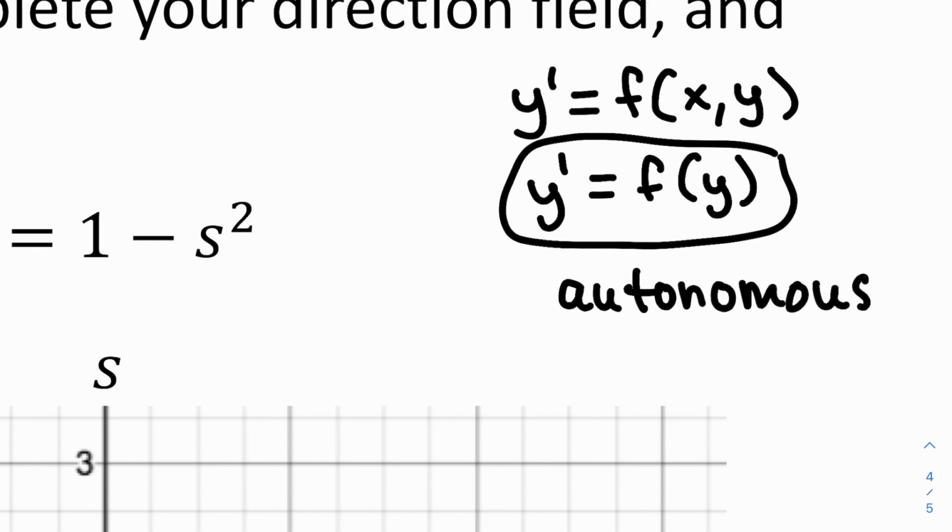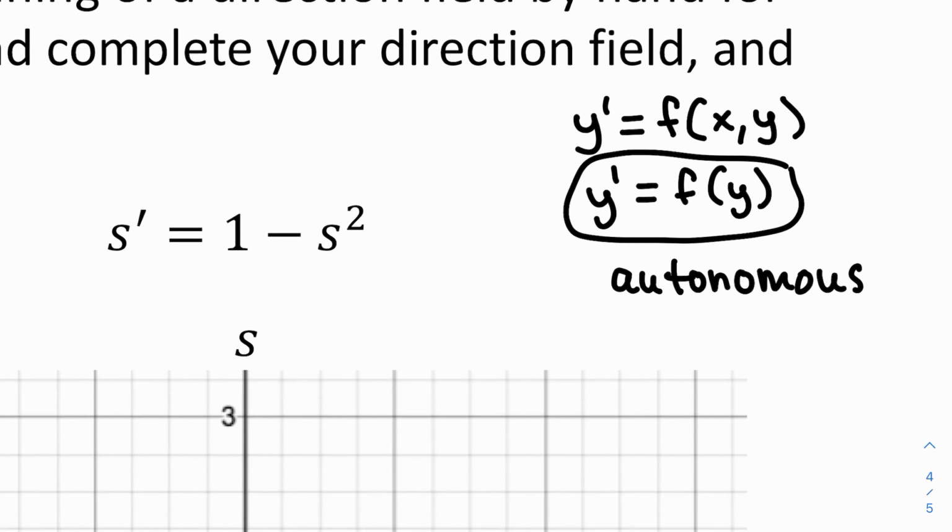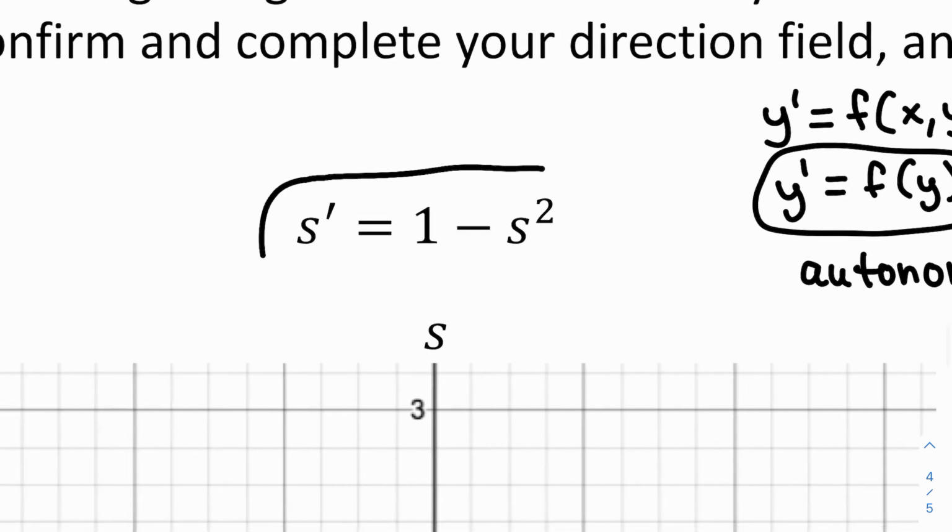It's not a word I'm going to test you on, but I just want that thrown out there in case you read it somewhere. This is an autonomous differential equation. It does not depend on the independent variable, which is exactly what's happening here. Like, there's no other variable present. This s prime is simply a function of, if I write it this way, a function of s only. I don't see another variable here.